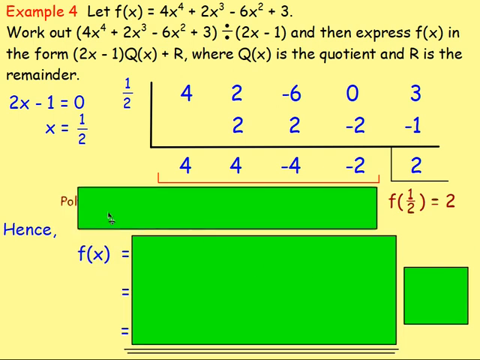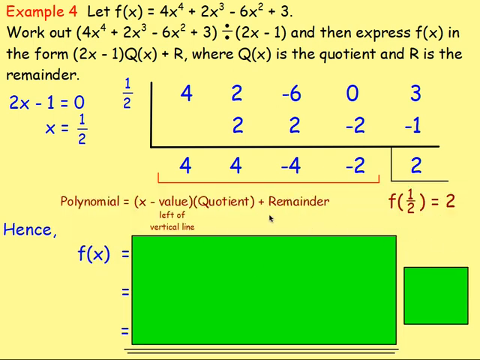Once you've done that, remember, you can set it up and you can say the polynomial is equal to x minus the value to the left of the vertical line times by the quotient plus the remainder. So in this case, make sure you don't just write down 2x minus 1 times the quotient plus the remainder. It doesn't work when you have a number in front of the x when you're dividing. So if your divisor has a number in front of the x, it doesn't always work. You'll notice for the other ones it does, but not in this case.